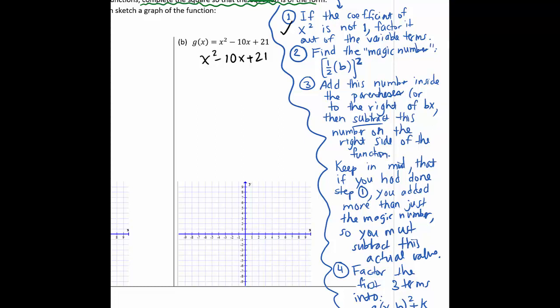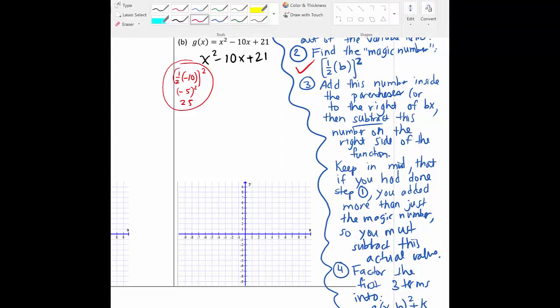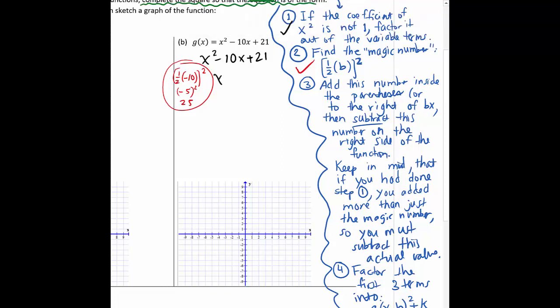Now we're going to find that magic number. Alright, if you can do that off to the side, that'd be great. We have half of b, our b is negative 10, squared. That's half of negative 10, that's negative 5, squared is 25. There we go. That was step 2. We're done with that. We're going to add this number inside the parentheses. If you had to do step 1, then there should be parentheses right now. But if there are no parentheses like ours, because we didn't have to do step 1, we're going to add it to the right of bx. So we just wrote bx, that's 10x, so we're going to add 25.